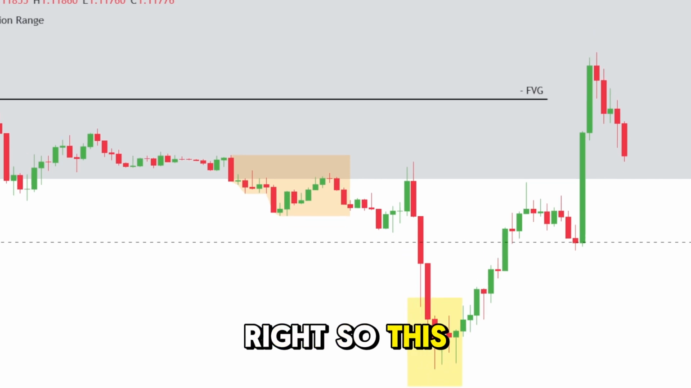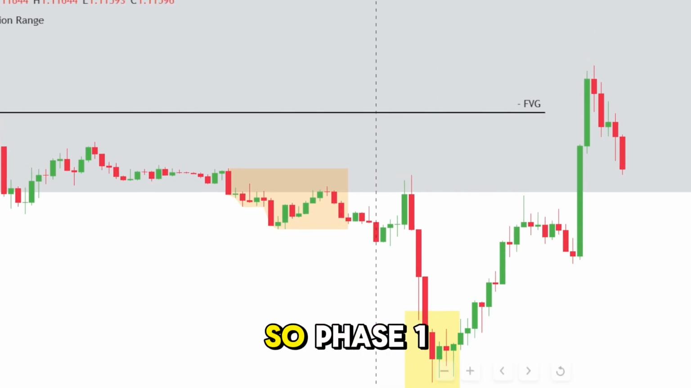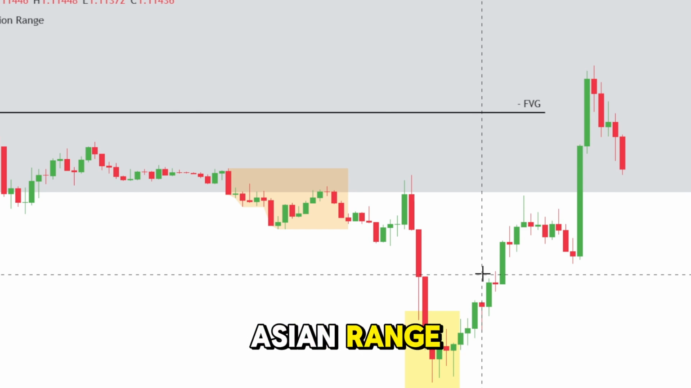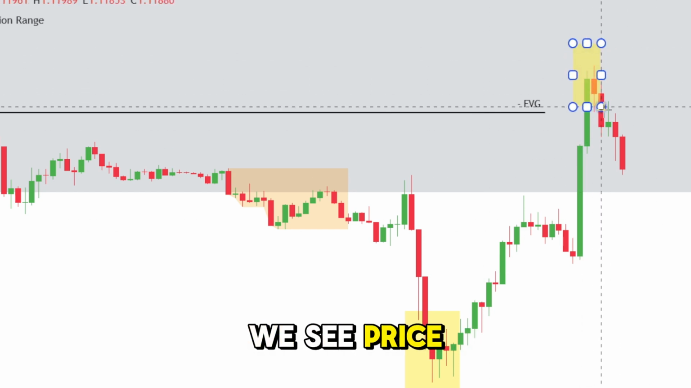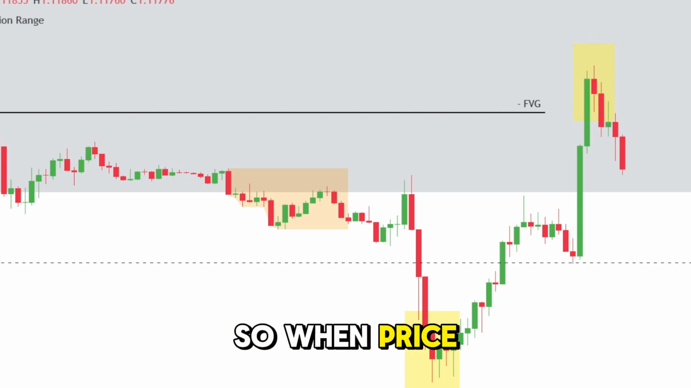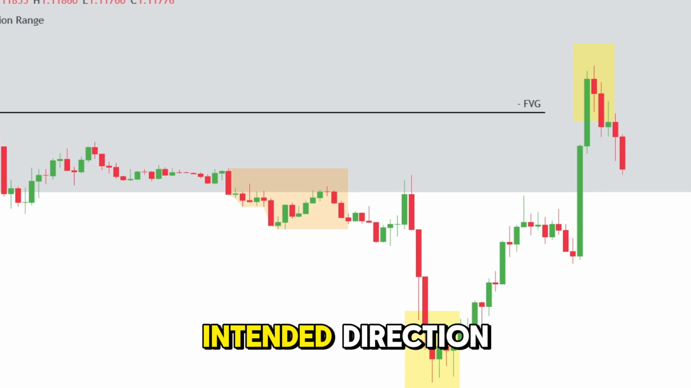This is what we call our manipulation phase two. Phase one was below the Asian range, which looks to entice early sellers. Now from here, we see price heading higher, and when price heads higher, it's an enticement of buyers. So we're looking to sweep out sell side and buy side liquidity before the market moves in its intended direction.